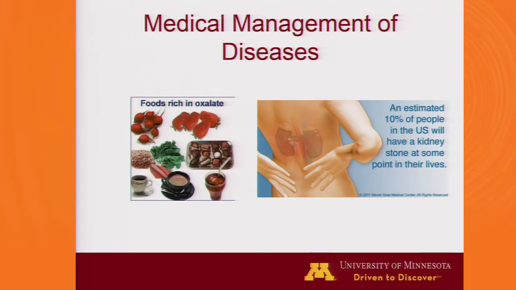Another example of uses for food and nutrient databases is menu planning for institutions. Oops, sorry, I'm ahead of myself. Medical management of diseases. This is an example of kidney stones, some of which are formed from oxalates and calcium. People with these types of stones are advised to minimize their intake of foods that are rich in oxalate. Food and nutrient databases then support patient education regarding foods for which consumption must be limited.